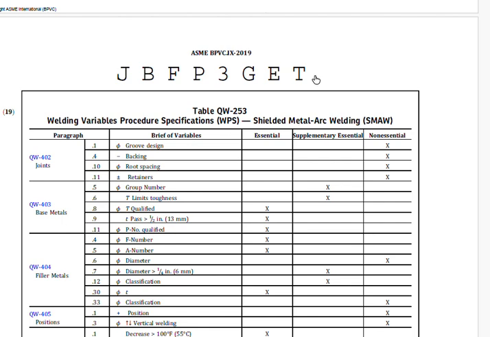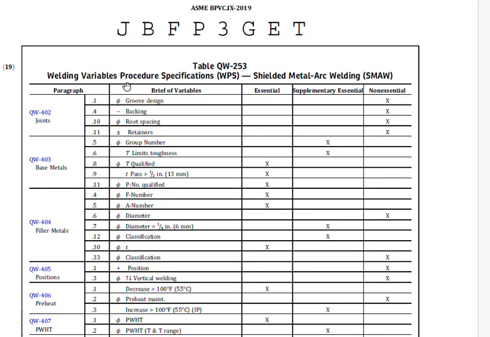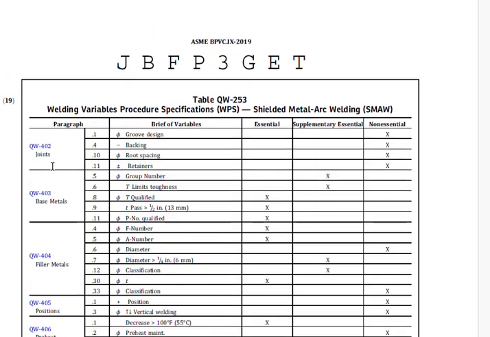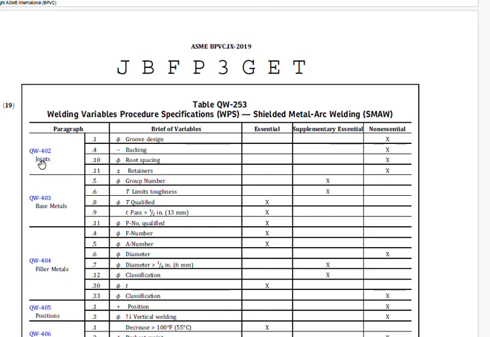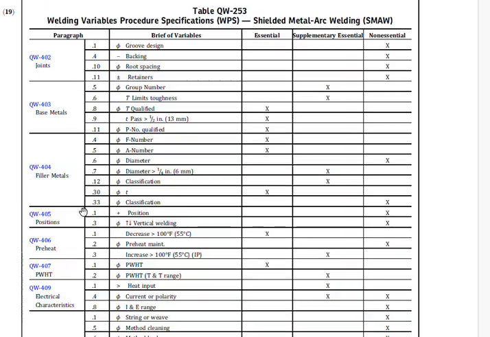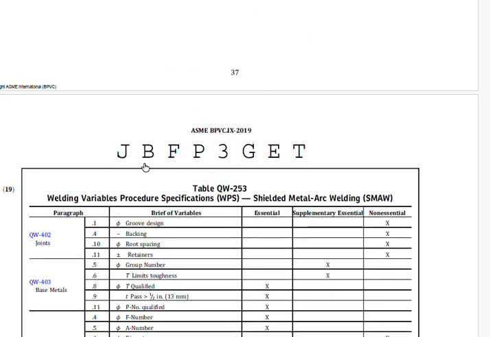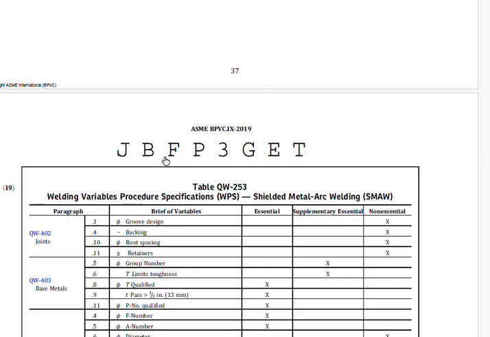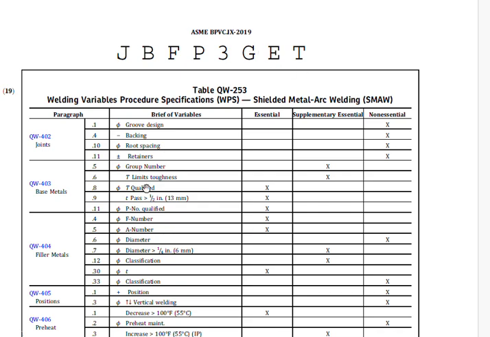And how to remember it? How to start? It starts from QW 402 to 410, continuously 402, 403, 404, 405, 40... So I hope you will remember this one. This is the code which is given by one of my respected sirs, so I remember this one. It is very easy to recall, and if someone asks in our interview, then we can tell him easily. Okay, JBF P3 GT.